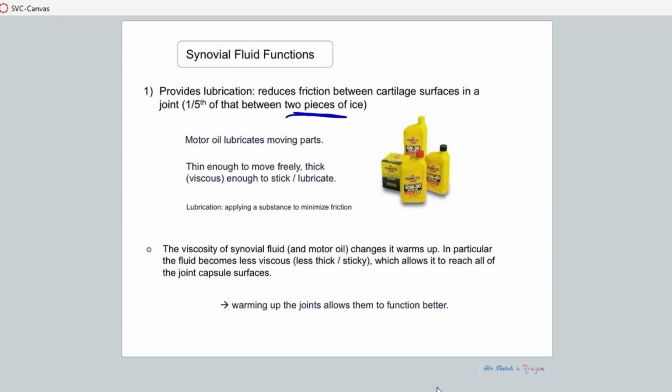And you do need to warm this up, just like motor oil, for synovial fluid to do its job. You need to warm it up so it has a certain stickiness to it, but you also want it to thin out. So you want it to stick to the surfaces of the articular cartilages, but not be too sticky, and it requires warming up to get to that point.